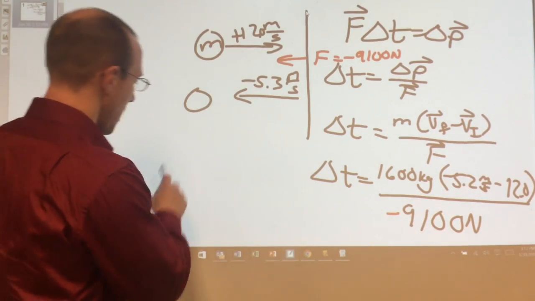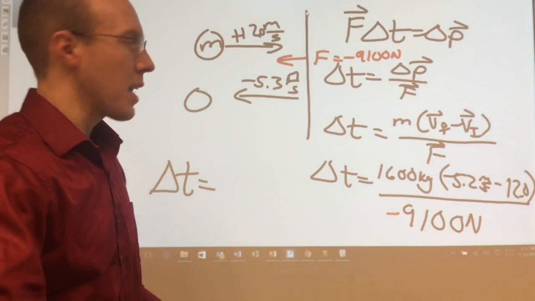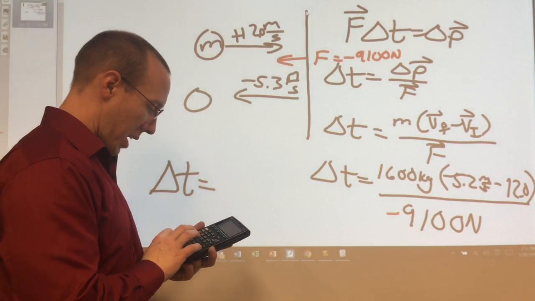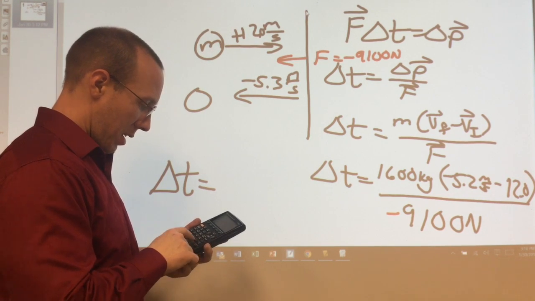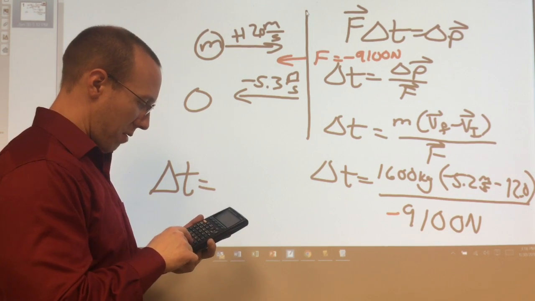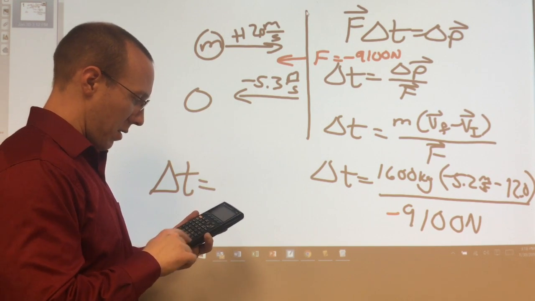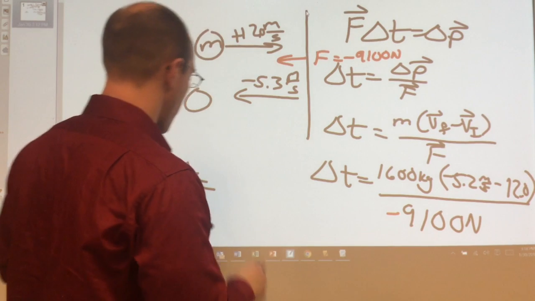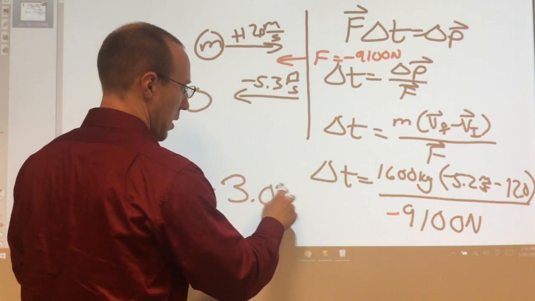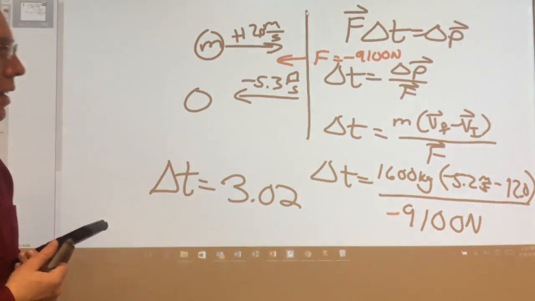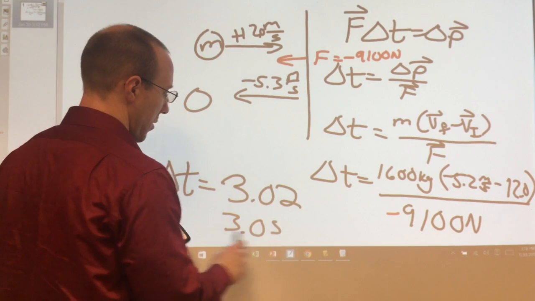So let's solve for the time. You'll notice that we should get a negative on the top and on the bottom. So we have 1,600 times negative 5.2 minus 12, divided by 9100. We should get a time of 3 seconds. It looks like for our significant figures, it would be 3.0 seconds.